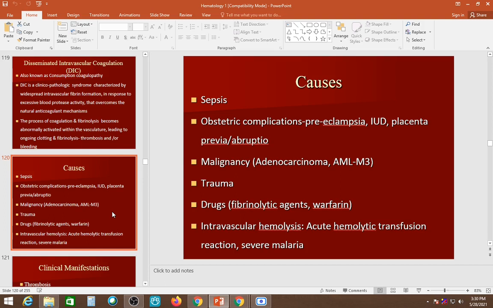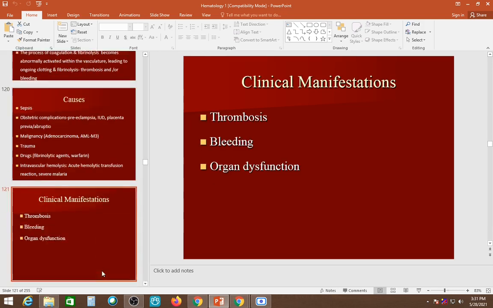Then trauma, then certain drugs like fibrinolytic agents, warfarin, then any intravascular hemolysis like acute hemolytic transfusion reaction, and also severe malaria. So these are the causes of DIC. Remember this: sepsis, obstetric complications, malignancy, then trauma, then drugs, then intravascular hemolysis as a result of severe malaria or acute hemolytic transfusion reaction. So what is the clinical presentation?